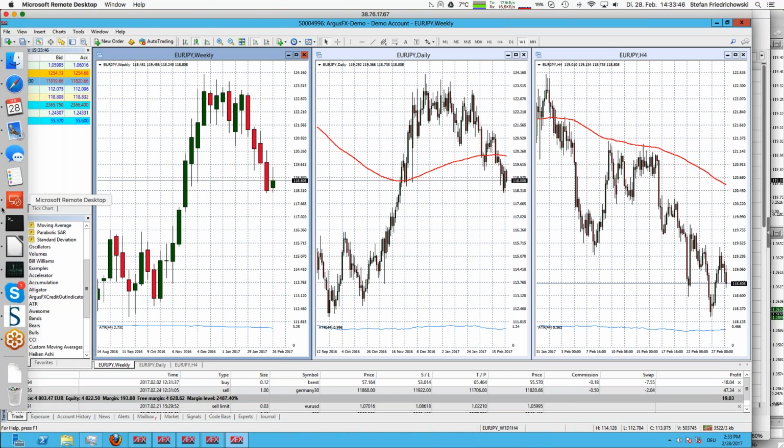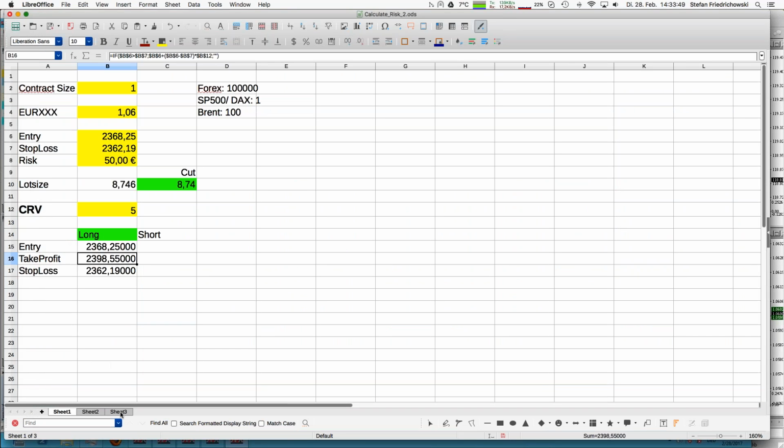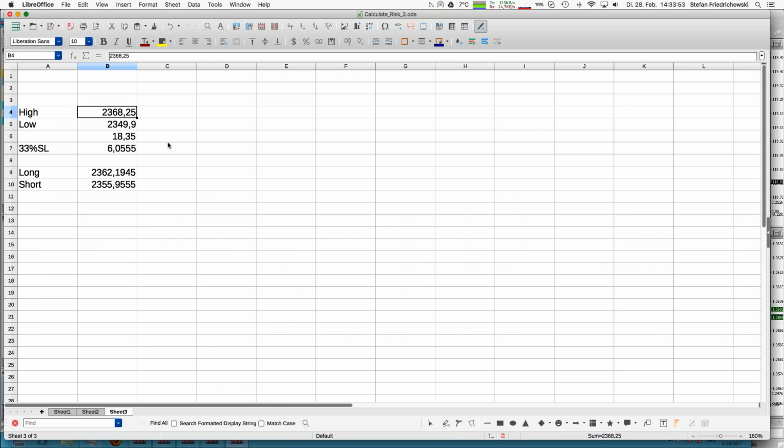But of course, we have to calculate everything once again. So what do we need now? We have a high of that candle of 120.307. We have a low of that candle of 118.228. So the total range is a little bit more than 2. We calculate that 33% value, and we see the potential stop losses for a long trade and a short trade within that Excel sheet. So in this case, we want to have a short trade.